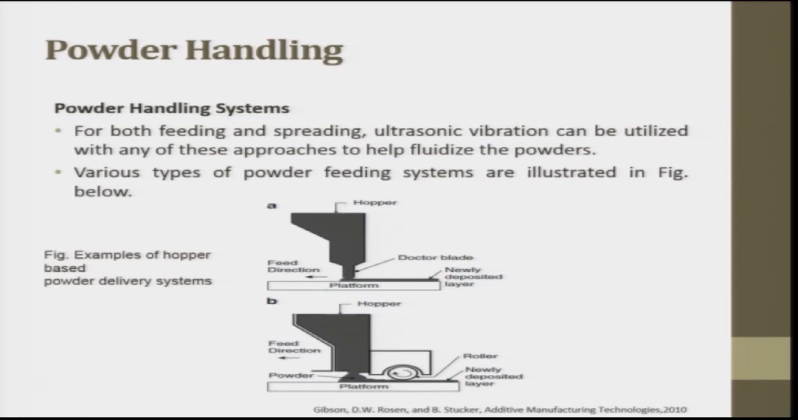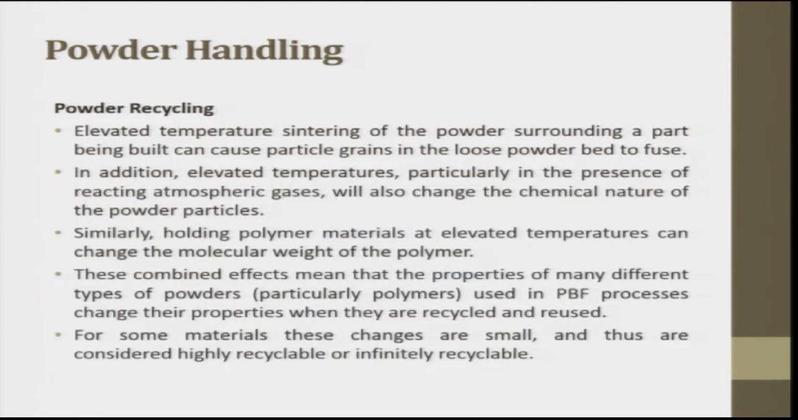So, with a hopper, you have a feed direction, this is a doctor's blade, and a newly deposited layer of uniform thickness comes. If you look at B, rather than a doctor's blade, you can also put a roller and make sure it is flat. So this is also there. Both try to give you a single layer. The various types of powder feeding are illustrated here.